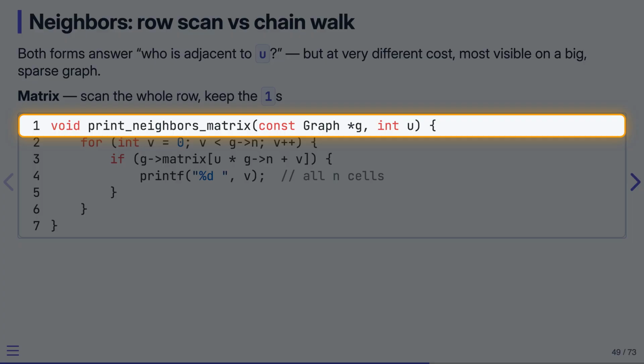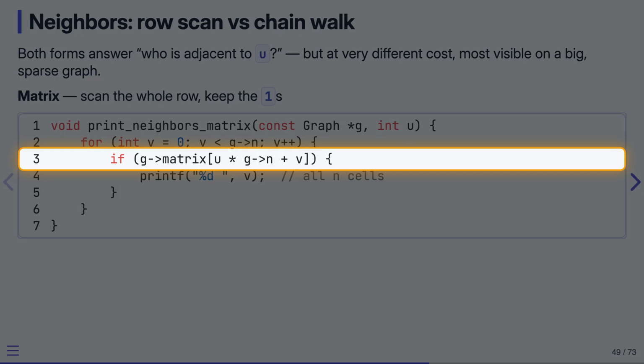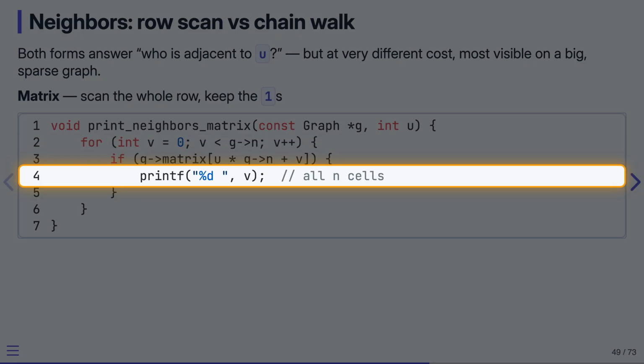This slide shows the matrix version. Print Neighbours matrix. It loops V from 0 up to G arrow n, so it visits every column in the row. For each column, it checks the cell G at row U, column V. If the cell is 1, it prints V, but it still touches all n cells, even the zeros.